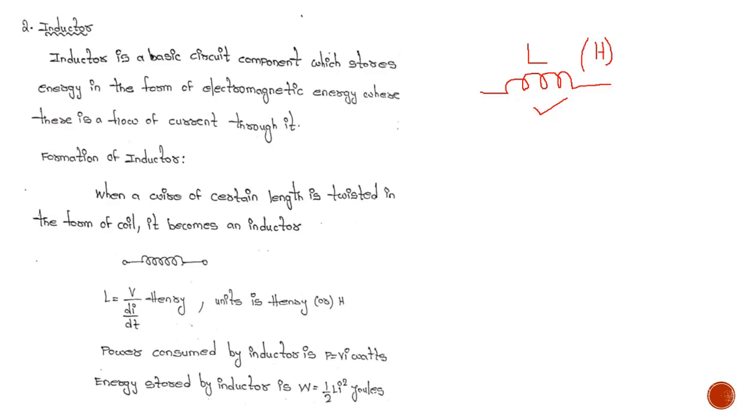Okay. What about the property of the inductor? Generally, an inductor opposes sudden changes in the current. Remember, an inductor opposes the sudden changes in the current. So the current in the inductor will change slowly, not rapidly.